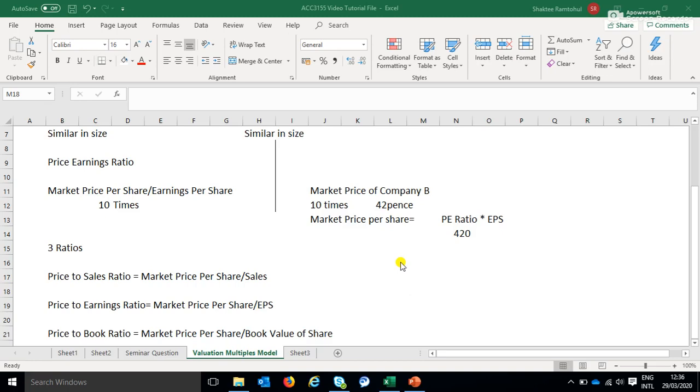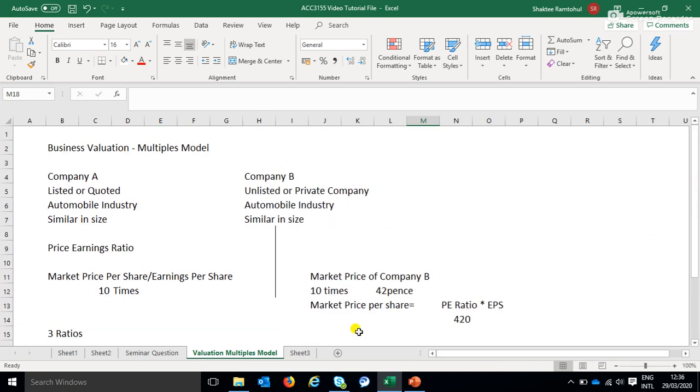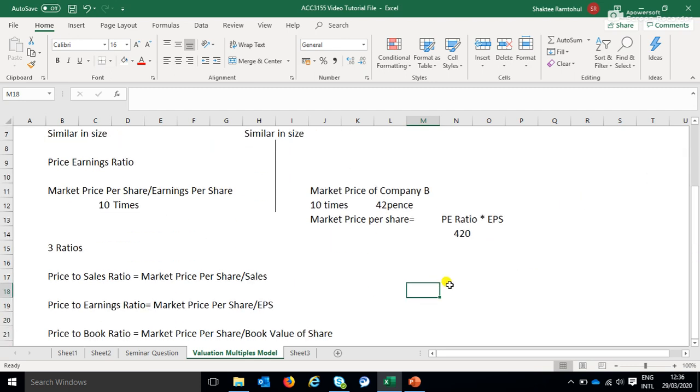Hello everyone, this is lecture 2 in the business valuation multiples model. Now, you remember in lecture 1 we tried to value company B by using some of the information from company A, and we used the price earnings ratio. This is all well and good, but can we be more accurate? Because if you're trying to convince someone to buy company B, and you told him or her that you only used one ratio to get the value for company B, maybe that buyer would not be that convinced. So how can we be more accurate?